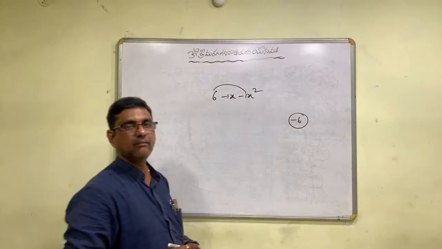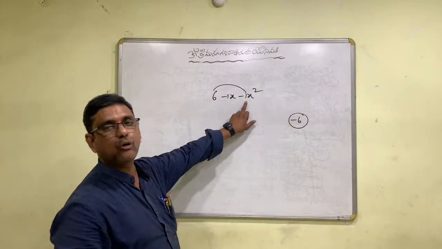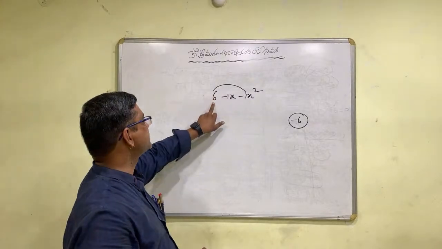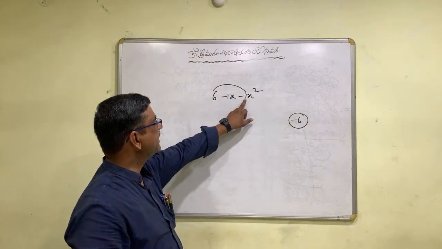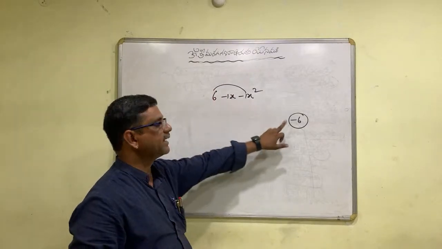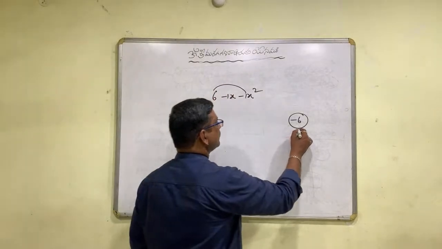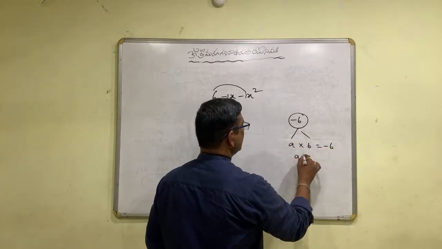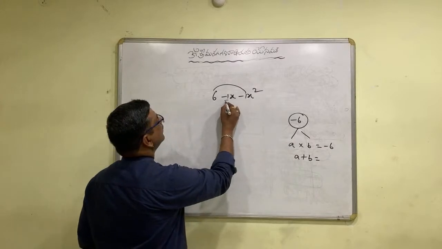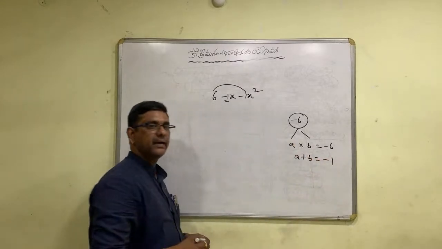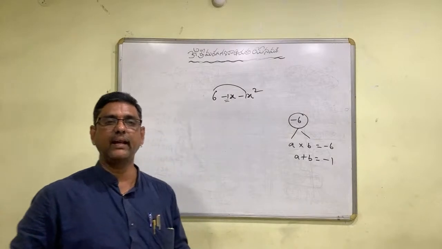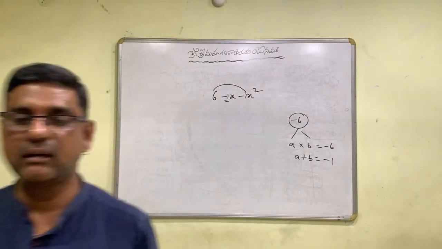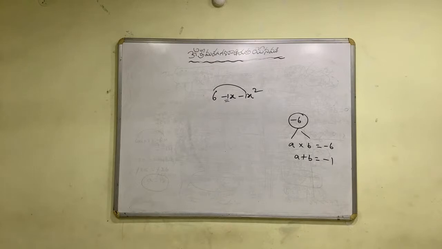Once again, multiply the coefficient of x square with constant. So minus 1 into 6 is minus 6. Now you need to split this one into two numbers whose product is negative 6 and the sum is negative 1. Can anyone say the two numbers? You can type the two numbers if possible.